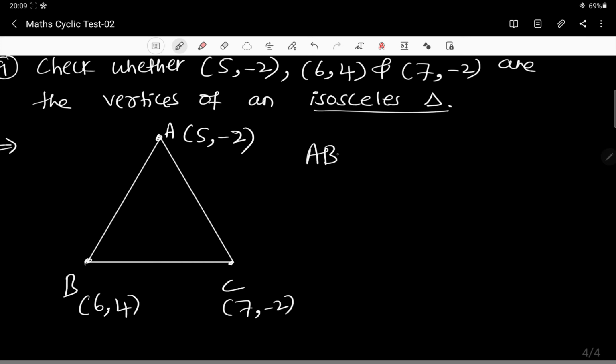So AB, you know how to find the distance AB, right? So directly you can do this now. AB, this one you can consider as x1 y1, correct, and this one as x2 y2.